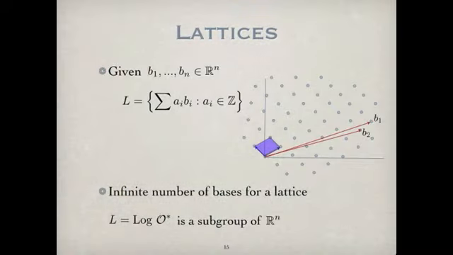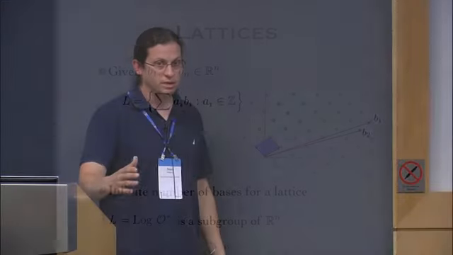So here's an example in 2 dimensions. b1 and b2 are, say, a basis, and you take all integer linear combinations, and you get this infinite grid. And there are an infinite number of bases for this lattice. So for example, here's a different basis for that lattice. And if you hear people talking about hard lattice problems, one hard problem is: given a basis for a lattice, find the shortest vector.